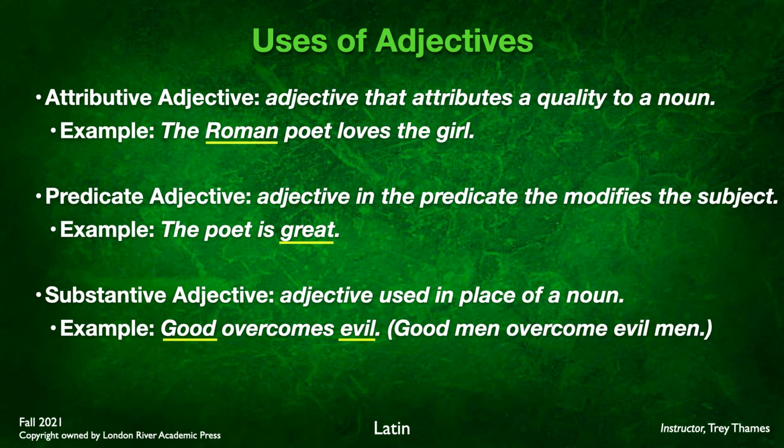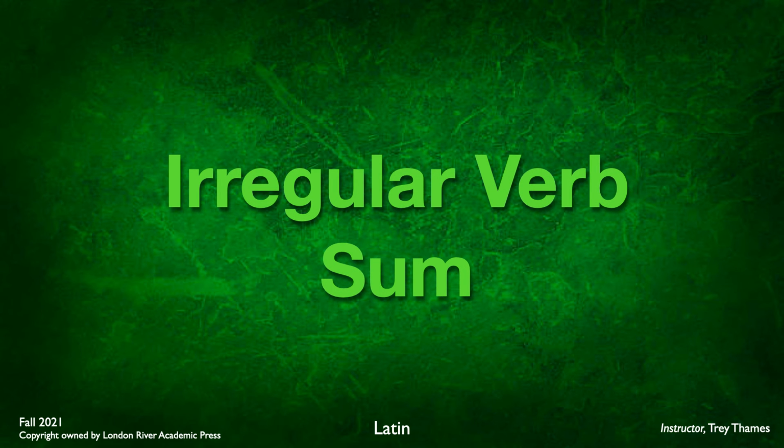Feel free to pause here and review uses of the adjectives. The last thing we're going to look at today in chapter 4 is the irregular verb sum. Now, we've said that there are basically 5 conjugations of verbs. First conjugation, and the characteristic of that is the long A in the second principal part. There's the second conjugation verb with the characteristic long E in the second principal part. And we haven't studied third, fourth, or third IO yet. That will come later. So we've talked about the 5 conjugations. What we really haven't talked about is the fact that there is an irregular verb. There are a couple of irregular verbs that are used all the time. And here's one that's very important.